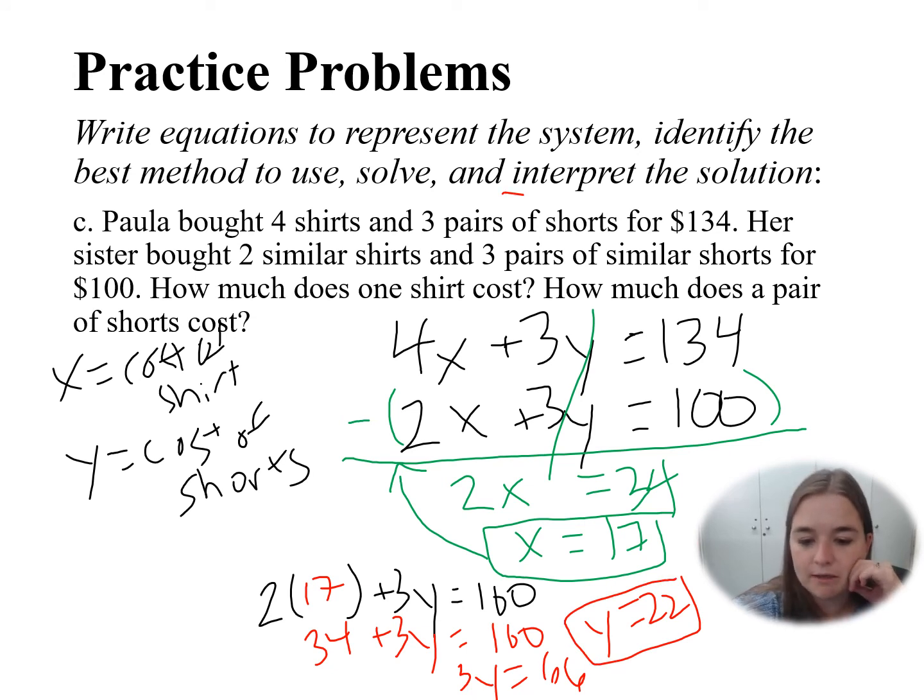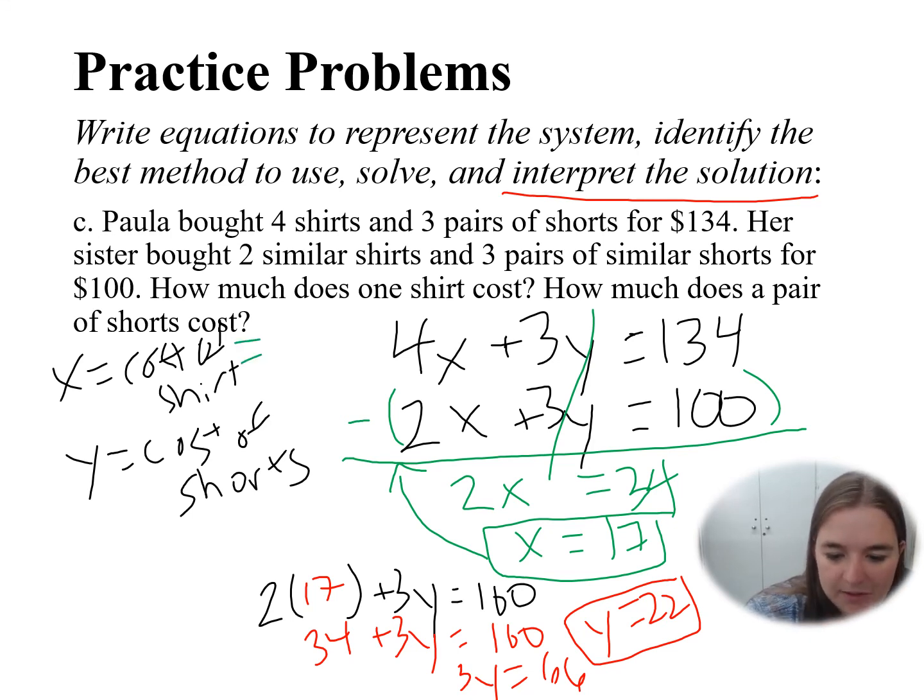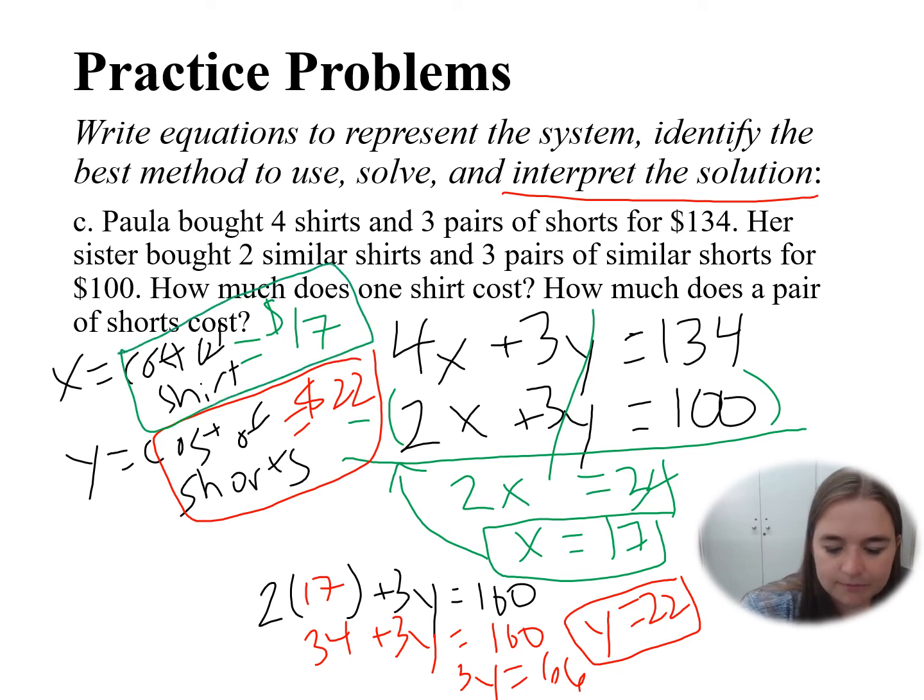Now to interpret here, I need to go back to my original idea. I know that x is 17 and y is 22. So I'm going to go back to my original work here. The cost of a shirt is going to be $17. I need to make sure I have a label on it because it's a word problem. And the cost of shorts is going to be $22. Got both pieces labeled appropriately for my final answer.